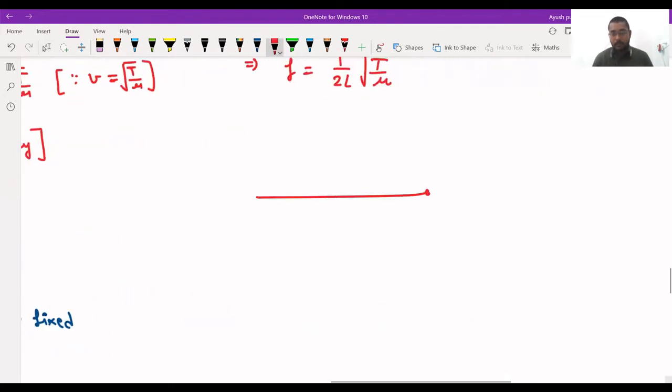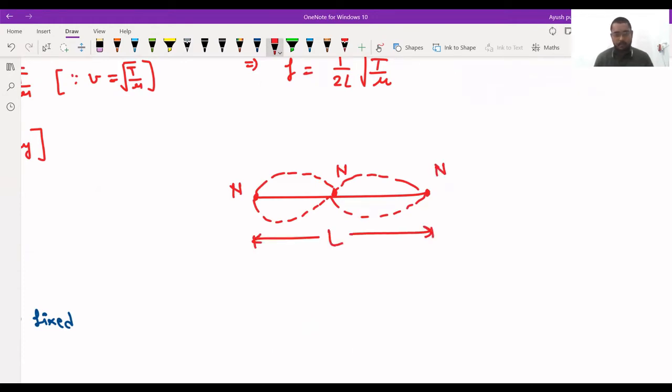Let's say this is a string, this is a node, and two loops have been formed. So there will be another node in the middle, and a node at the other end. The length of the string is the same because we are taking the same string. We are not changing the string, so two things will not change: the length, and the linear mass density mu.